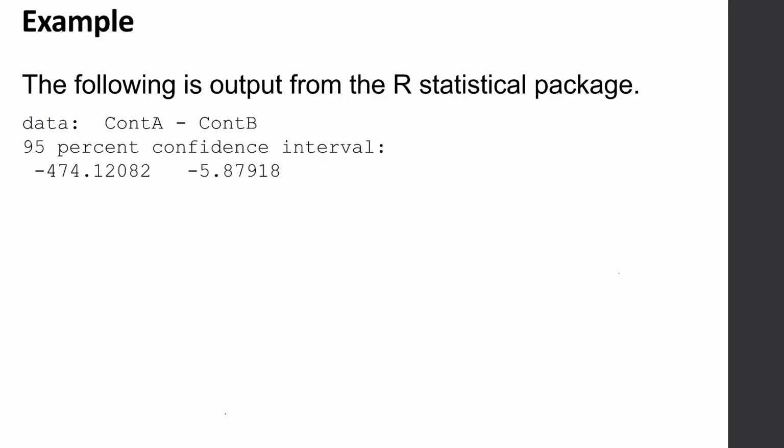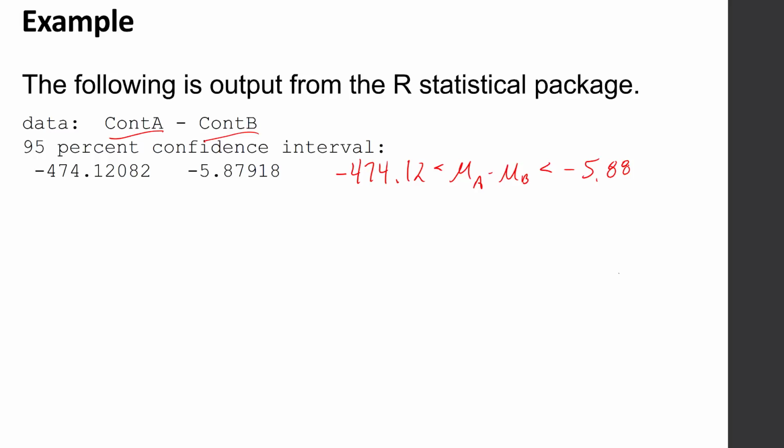So the 95% confidence interval is negative 474.12 to negative 5.88. So I'm going to first rewrite this with my parameter in between. So it's negative 474.12 less than mu A minus mu B, because that's the way I subtracted it. I took contractor A minus contractor B, less than negative 5.88.